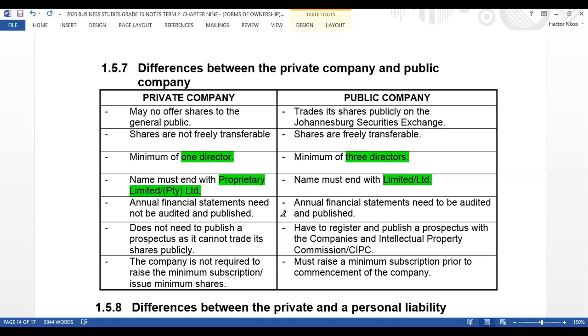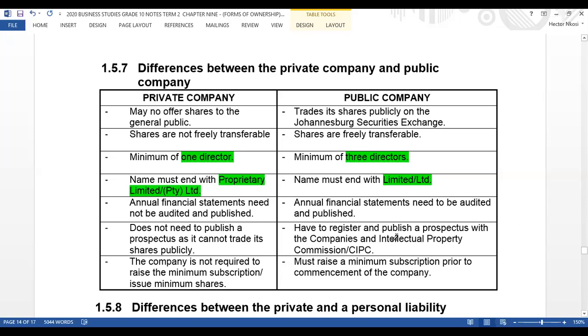Even the existing shareholders can furthermore buy, but the bottom line is that anyone who qualifies to buy those shares can buy them. No wonder under a public company we have to have a prospectus, whereas in a private company we don't have to publish one. No wonder here, under your public company, it says to have a register and publish a prospectus with the Companies and Intellectual Property Commission, your CIPC.